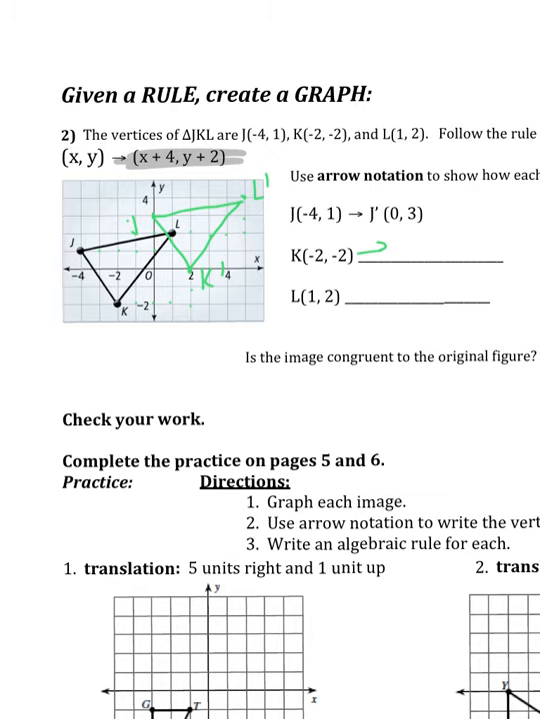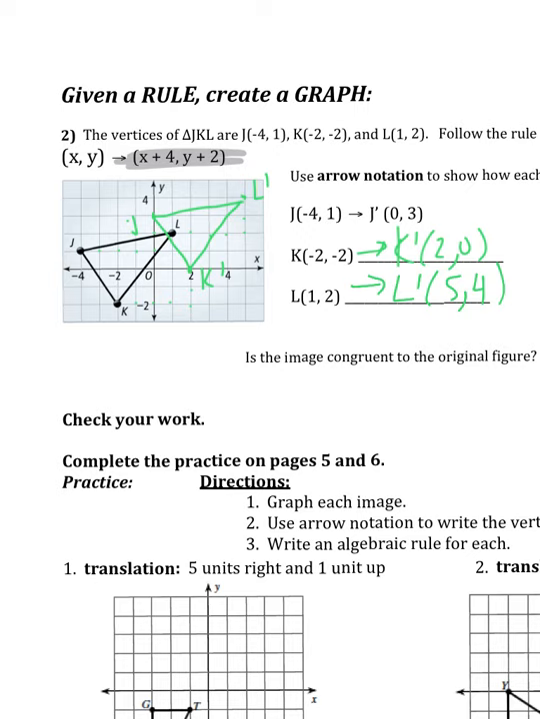Here's K. K prime, I should say, is at 2, 0. And where did L land? L landed up here at 5, 4. So L prime is 5, 4.